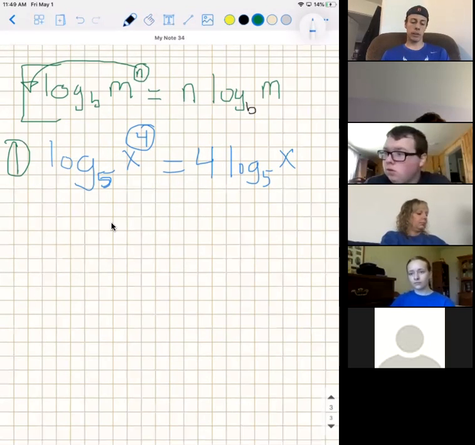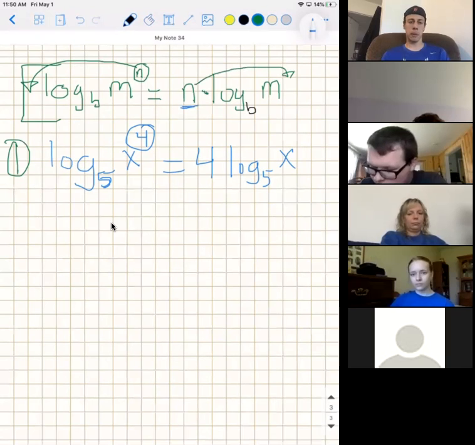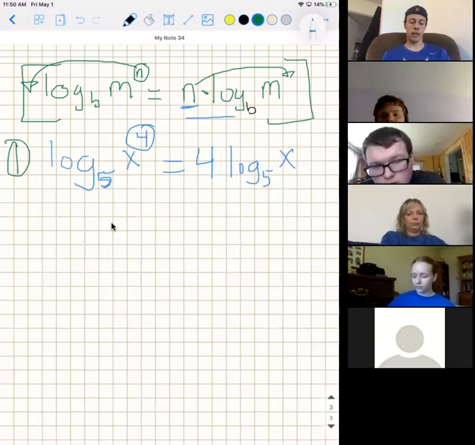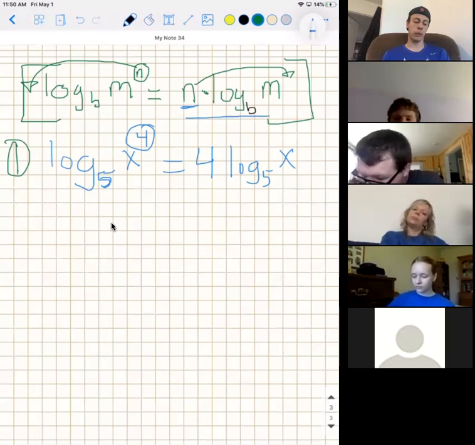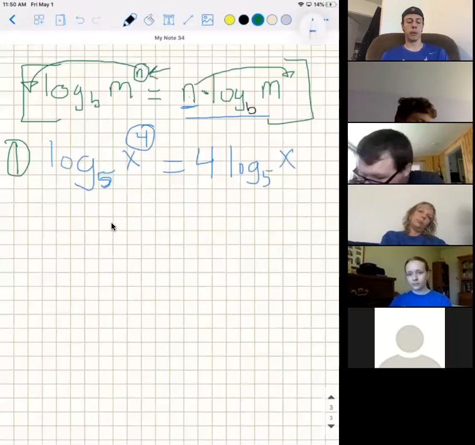Or we could go the other way. If there's a number multiplied out in front of a log, you can move it up to the exponent. This statement works both ways. You could go from left to right, or if you start with this one on the right, you could work the other way. If you have a number multiplied out in front, you can just put it up as the exponent.